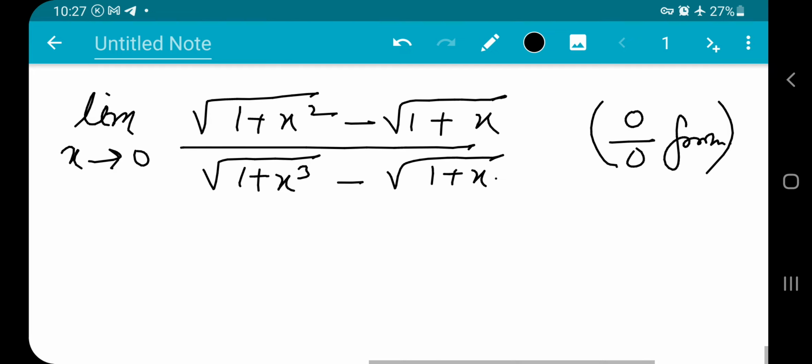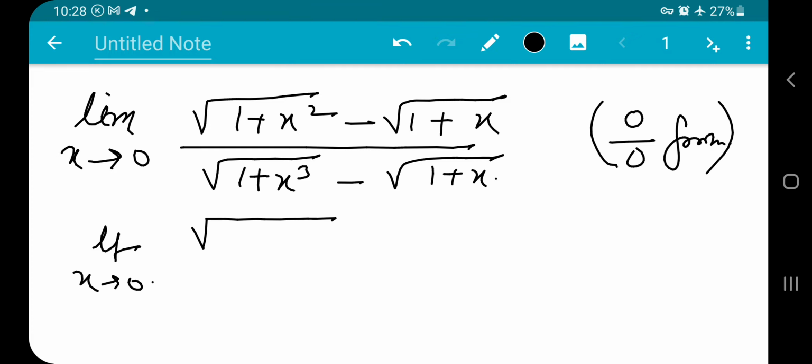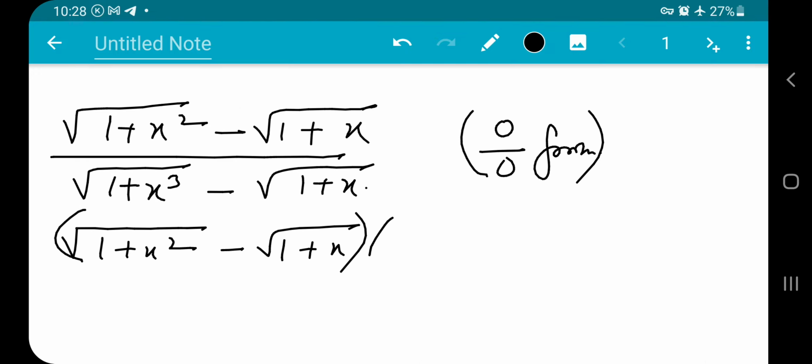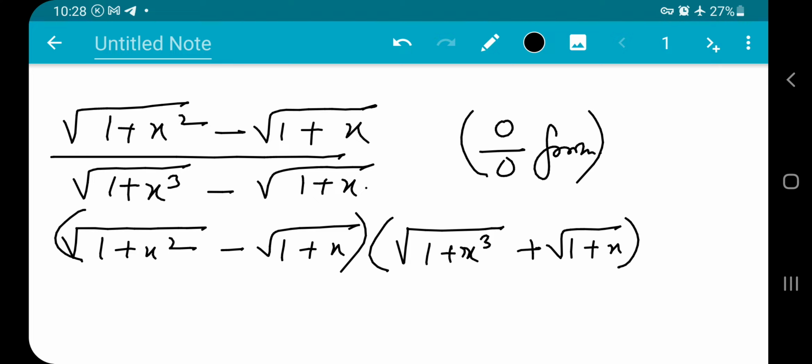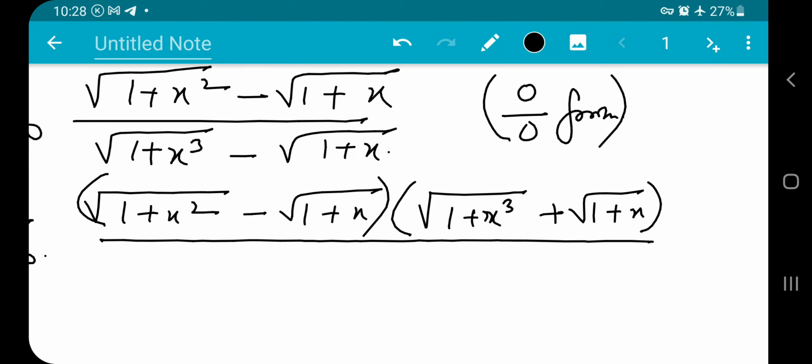So let us rationalize. Here we will rationalize numerator as well as denominator. Limit x tends to 0, root of 1 plus x square minus root over 1 plus x. So we are going to multiply root of 1 plus x cube plus root over 1 plus x. Rationalizing the denominator first.